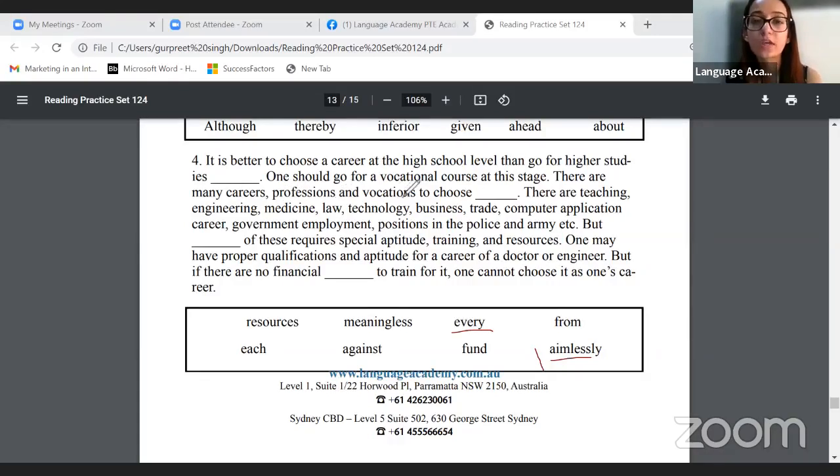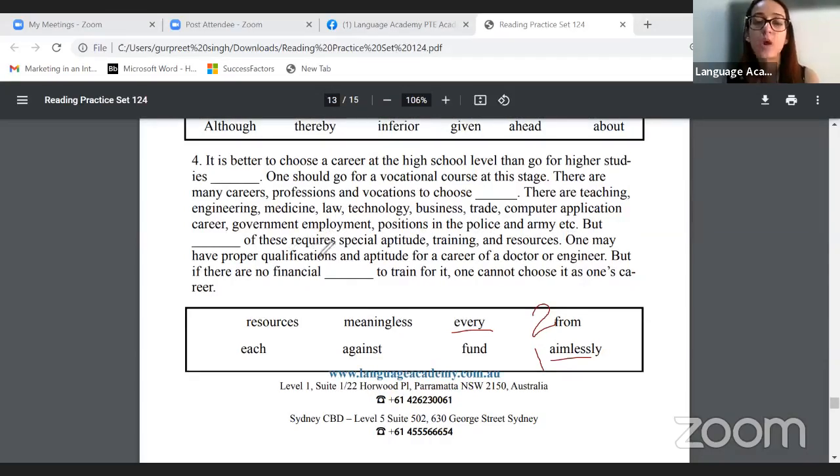One should go for a vocational course at this stage. There are many careers, professions, and vocations to choose from. We generally say there are many options to choose from. There are many dishes to choose from. So we write this sentence structure. They are teaching medicine, law, technology, trade, computer, government, positions in army, etc.